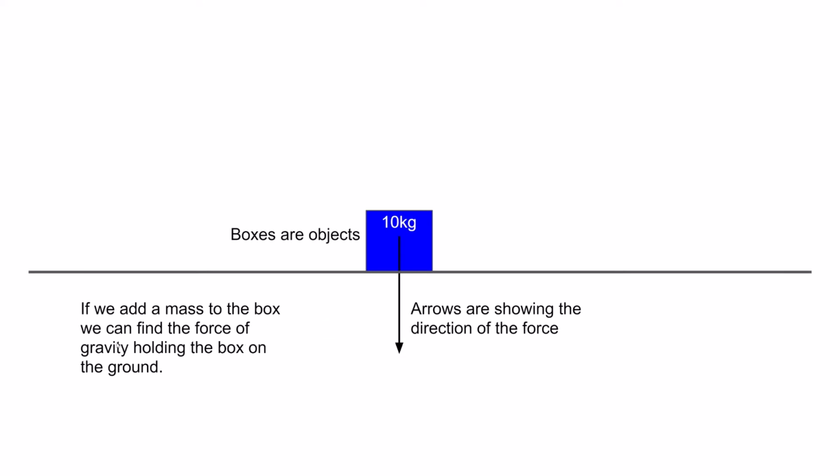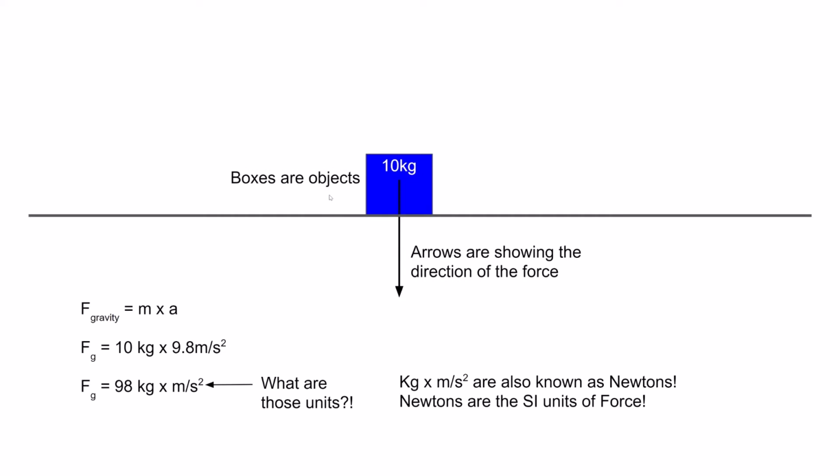If we add a mass to our box, we can actually find out the force of gravity that's holding the box down by using our second law of motion, or the equation F equals ma. So if we calculate that out, we have F of gravity, or the force of gravity that holds it down, is the mass of the box times the acceleration. Acceleration due to gravity is always going to be what we talked about, 9.8 meters per second squared. That's just what we've calculated it to be. This is a constant, so if you don't have this memorized yet, I would memorize it.